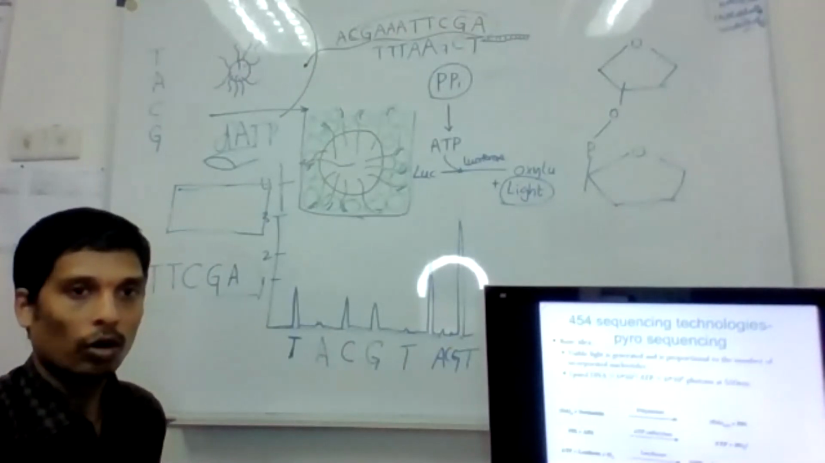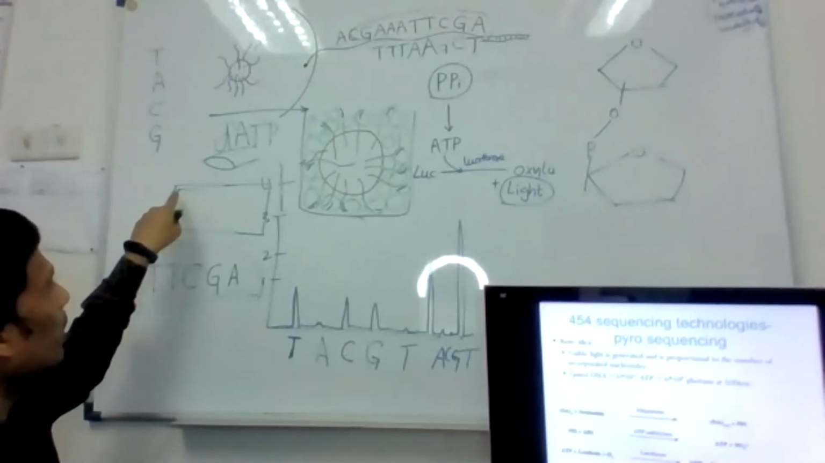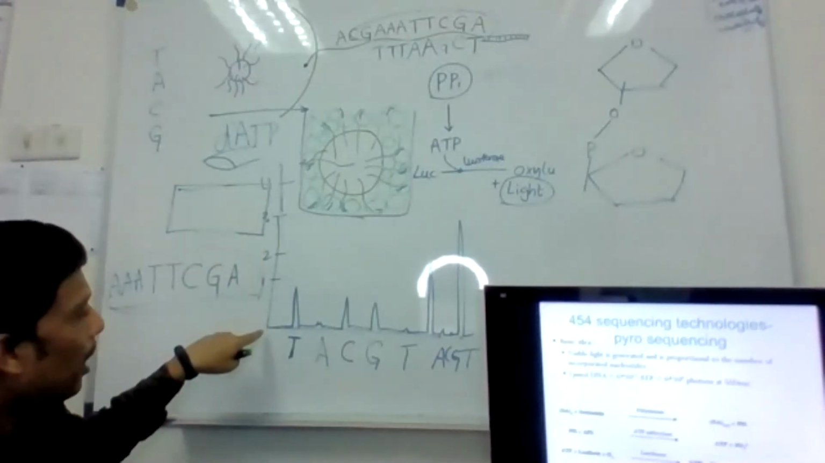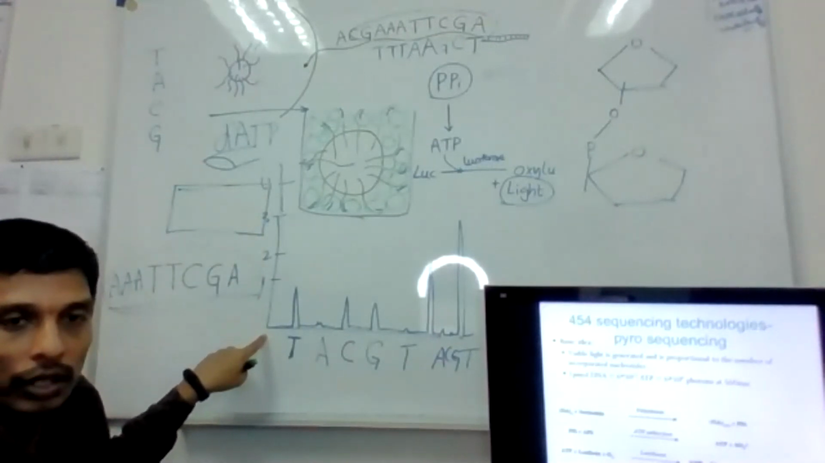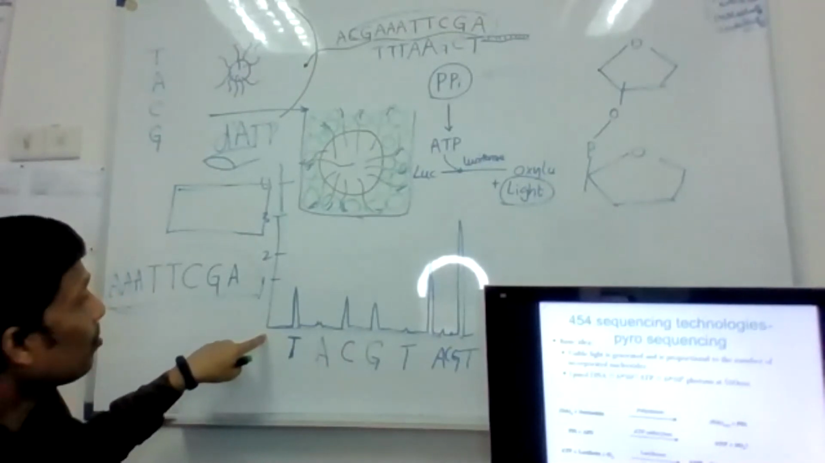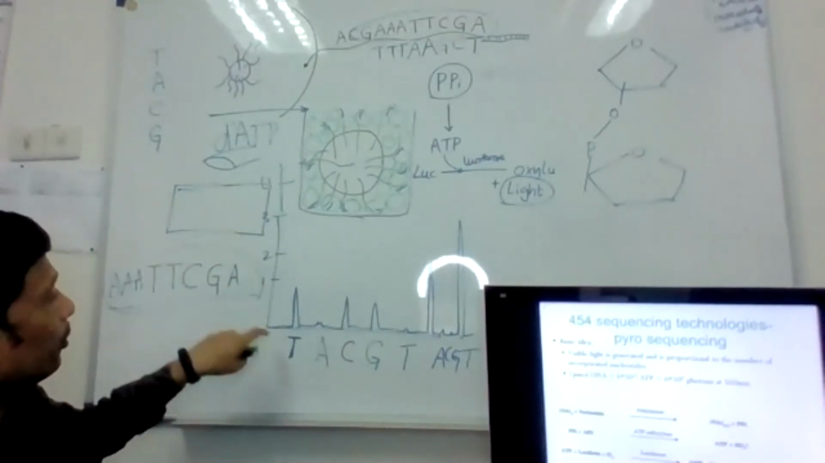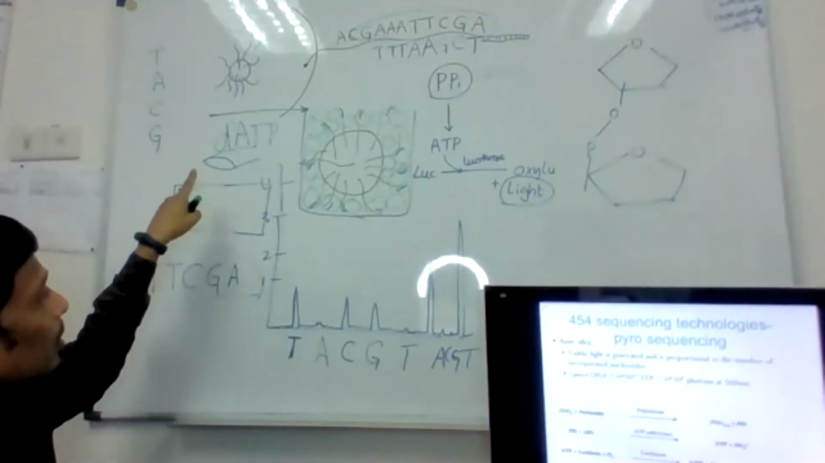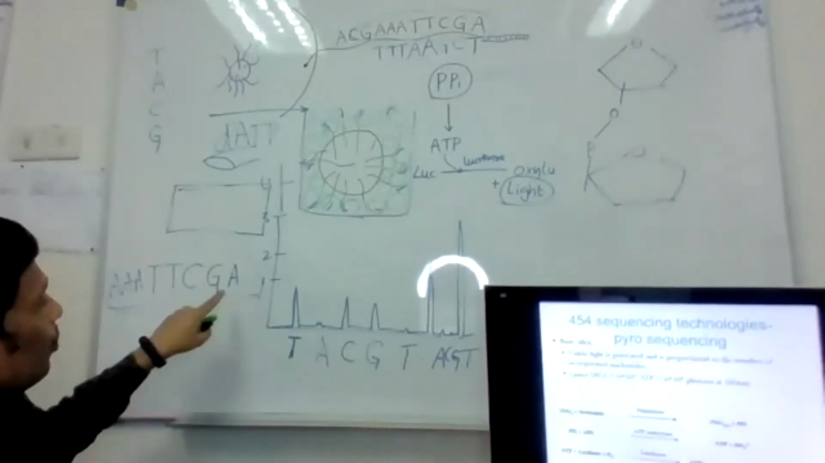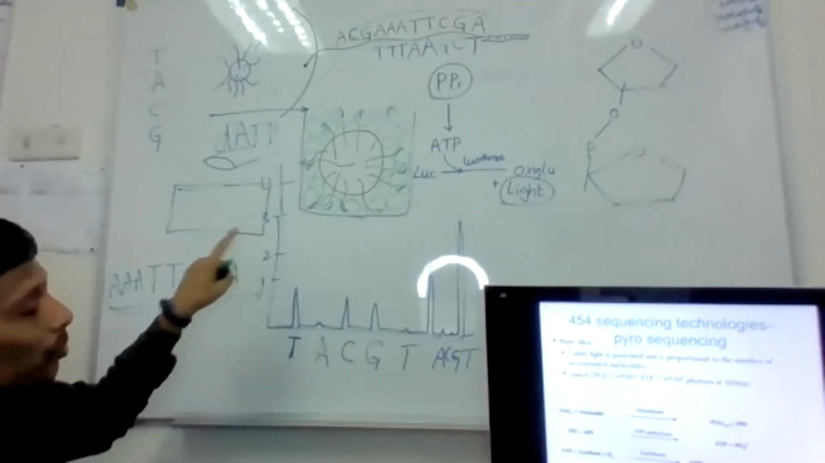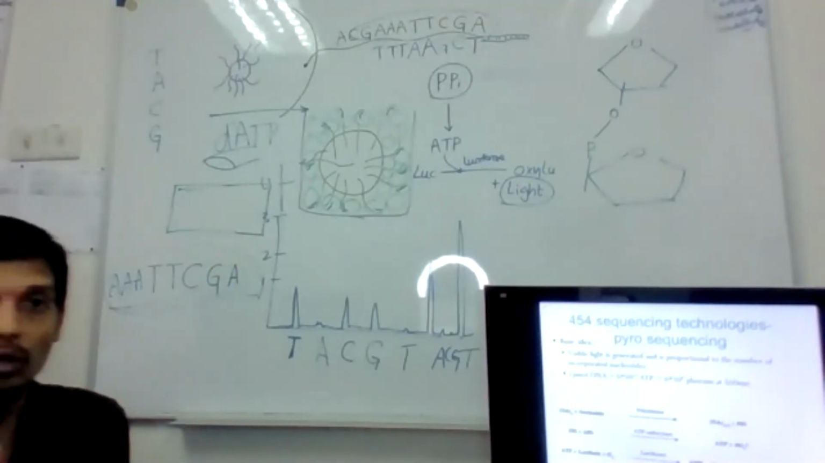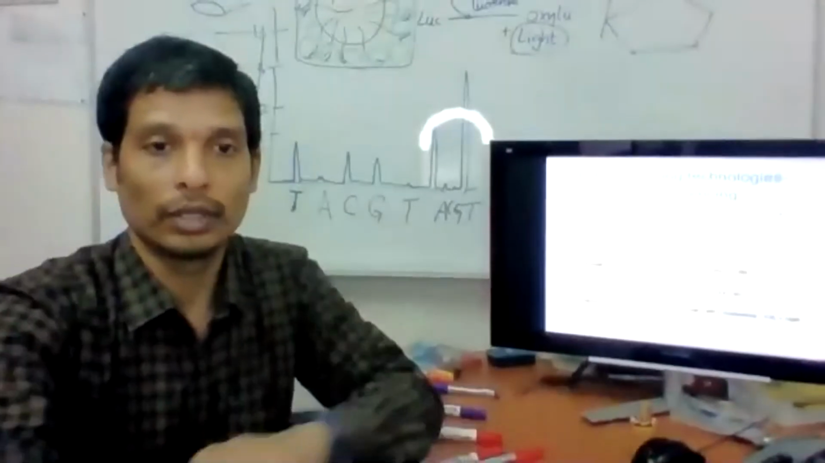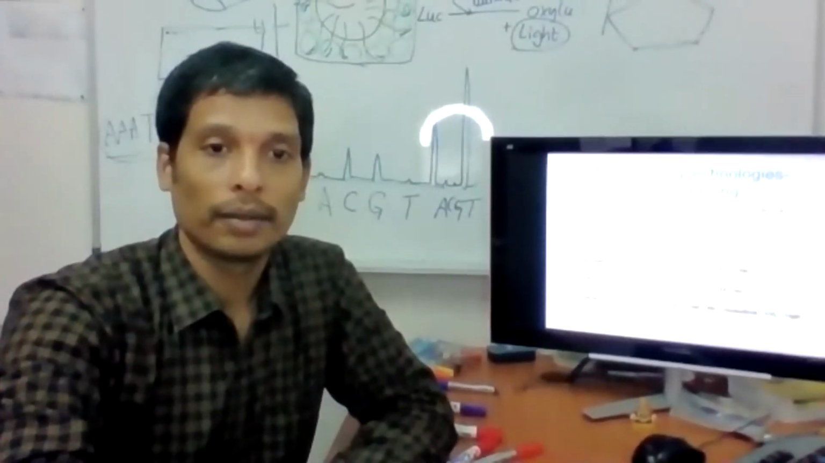We can get it. So for each dot, for each well or for each pore of the chip, we will have one graph which is recorded based on the light, and millions of graphs will be generated by this camera, and then it will give the sequence of millions of sequences at a time. So that is the advantage of this pyrosequencing. I hope you understand.